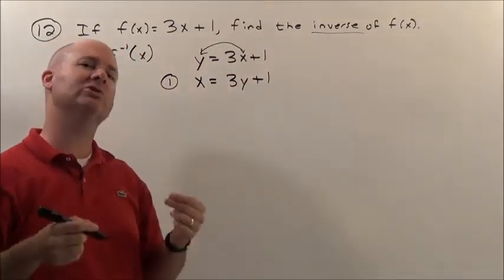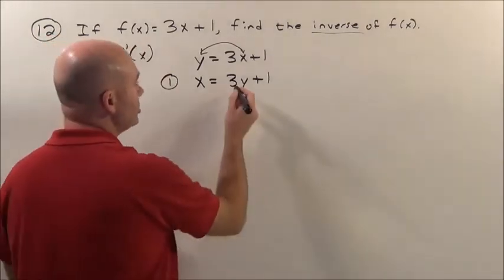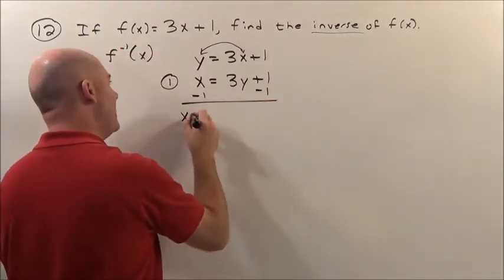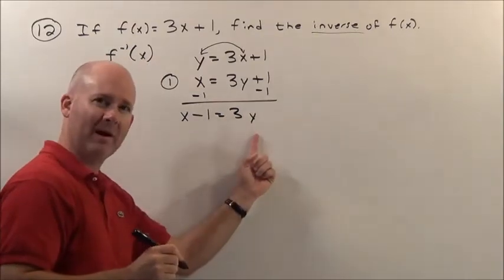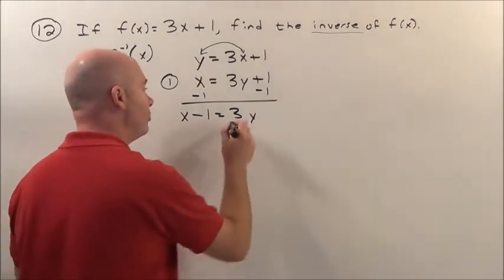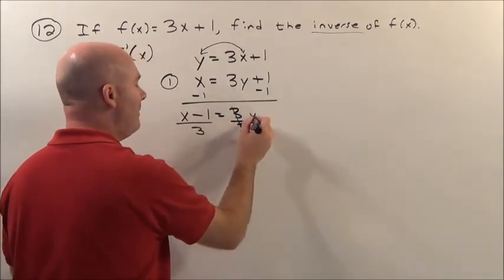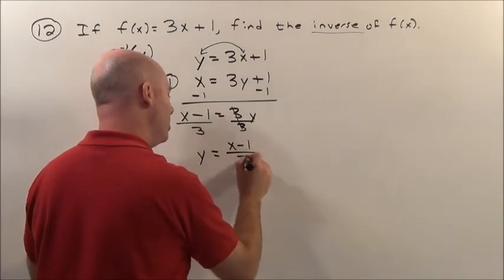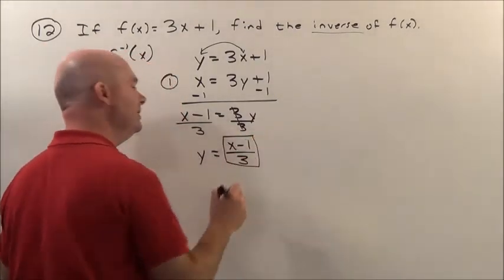Now all you got to do is solve it for y and you'll have the inverse of the function. So solving for y, I'm going to subtract 1 from both sides. I get x minus 1 is equal to 3 times y. Now to get y by itself, you're going to divide by 3 here. Divide that whole side by 3. And now you have y by itself. You have y is equal to x minus 1 over 3. This right here is your inverse.